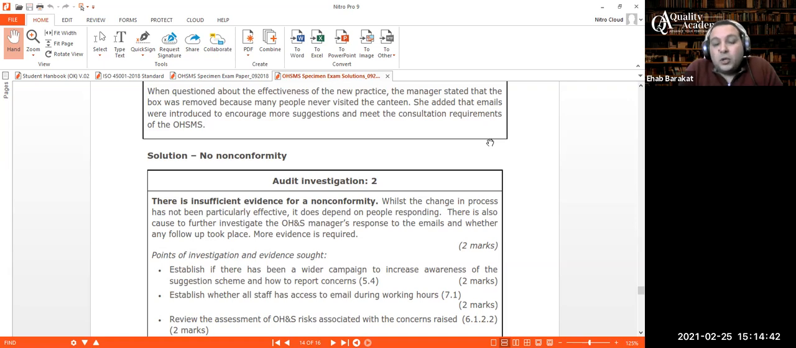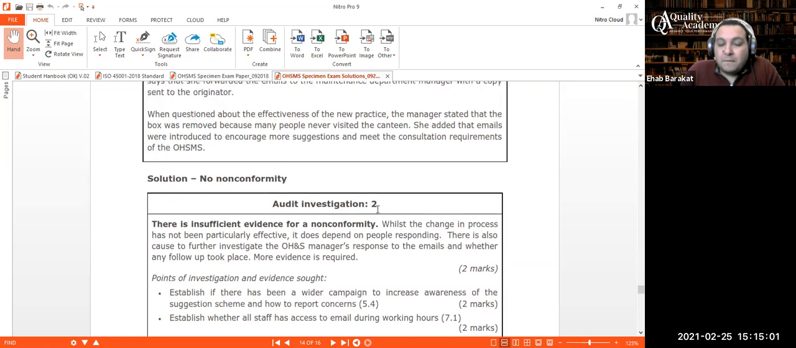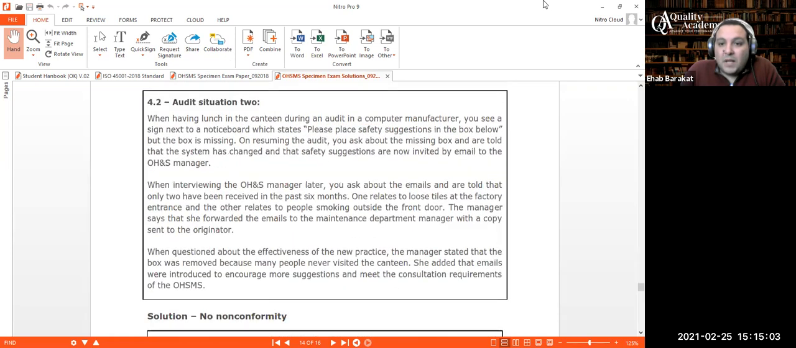Okay, so you need here to write the reason why there is no sufficient evidence to raise nonconformity, and write a minimum of 4 questions for more investigation. In front of every question, write a clause number. Okay. This is just a summary of how you can answer the exam.